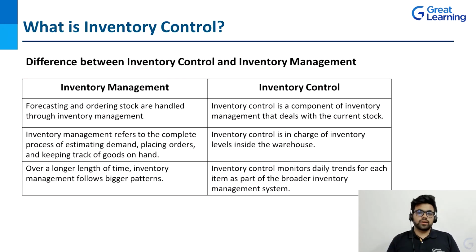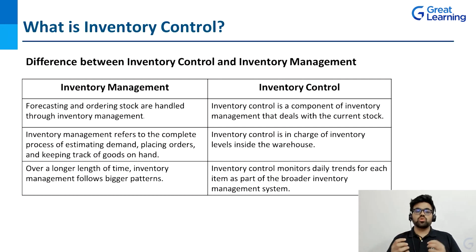Inventory management refers to the complete process of estimating demand, placing orders, and keeping track of goods on hand, right? Inventory control is in charge of the inventory levels inside the particular warehouse. Now you have various big hubs in which all the different types of storage units are kept. You as inventory control head would be in charge of making sure the levels do not fall below the levels that are required. It should be optimum, in the way that your company's systems are effective in terms of delivery.